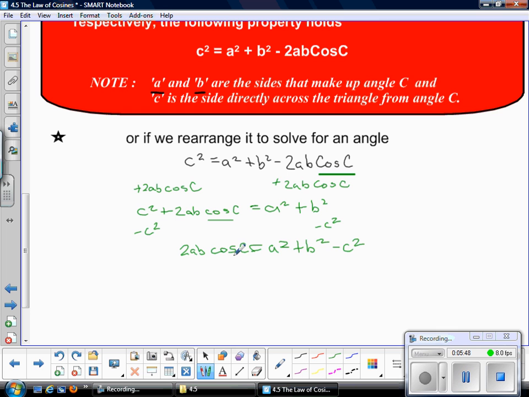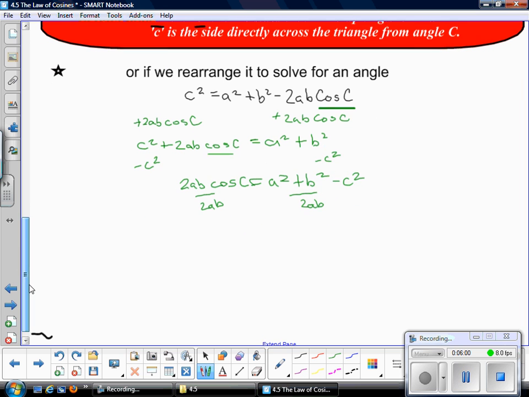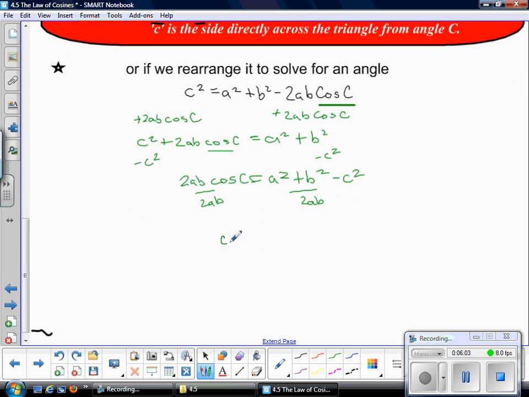And now I almost have cos of c by itself. I'm going to divide both sides by 2ab. And what we're doing right now is what they do when they make formulas up. They take one and rearrange it to something that's more useful for them, especially if they were finding a lot of angles. It would make sense to rearrange it.